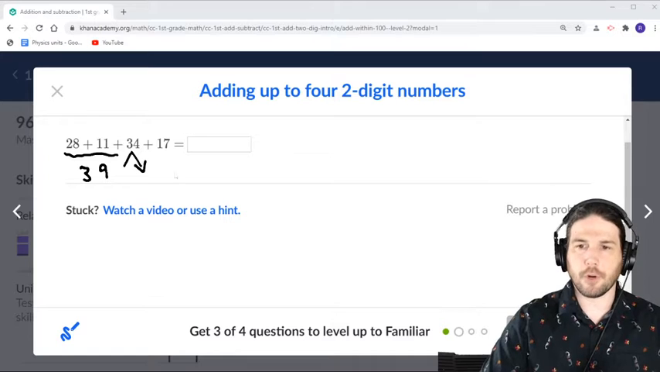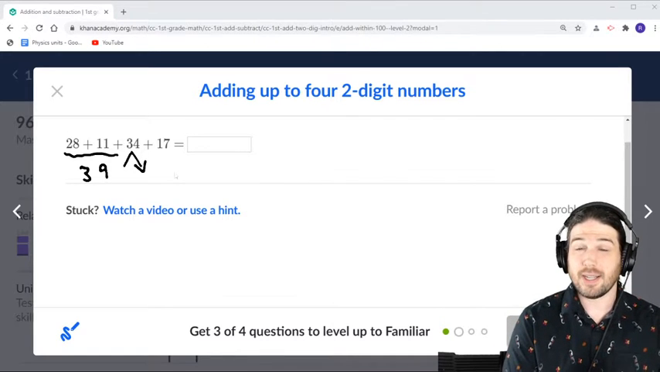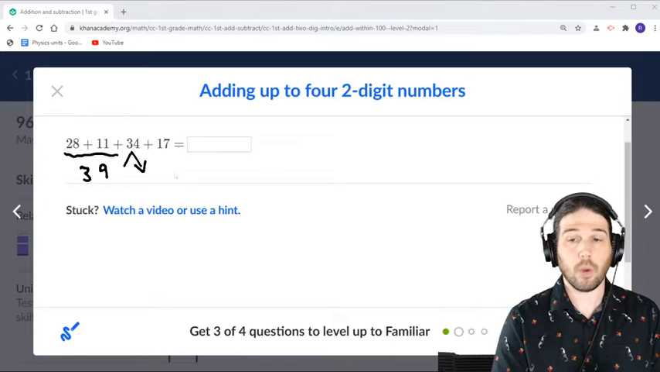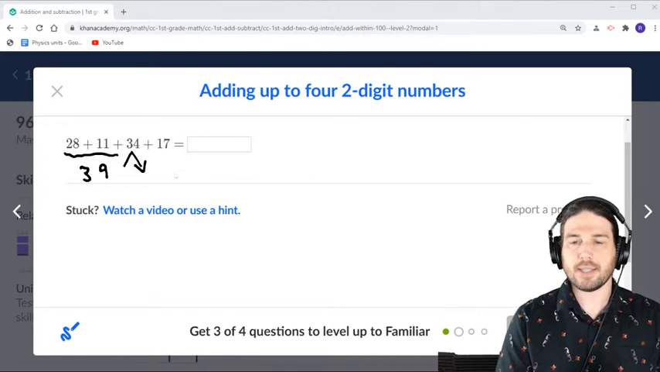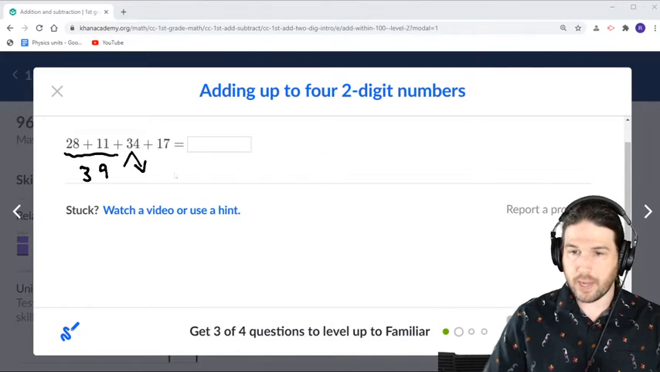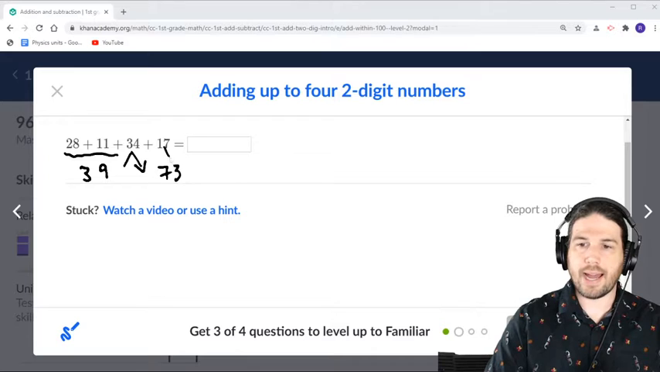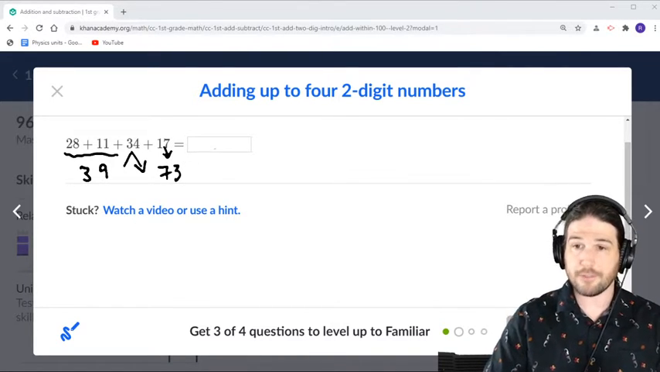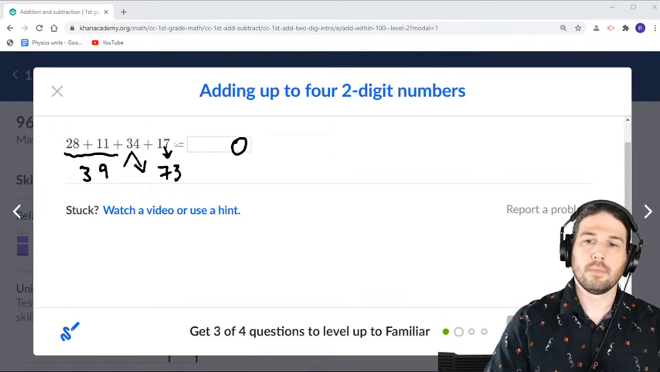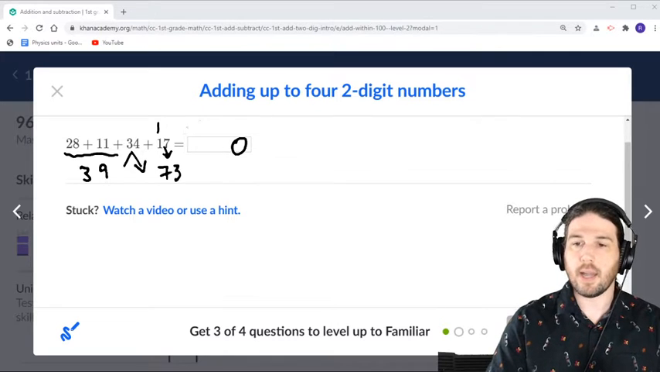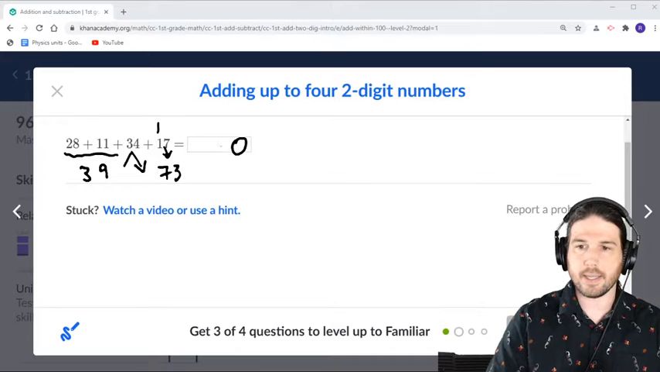Then I add 34. Let's see, 39 and 34. So 9 and 4 is 13. Carry the 1, right? Make that one group of 10. We've got 30, 60, and that one group of 10, we end up with 73. And then we're adding 17. 3 and 7 is 10 with 0 left over. We carry the one group of 10, and we have 73 plus 17, or we have 70 and 10 is 90.